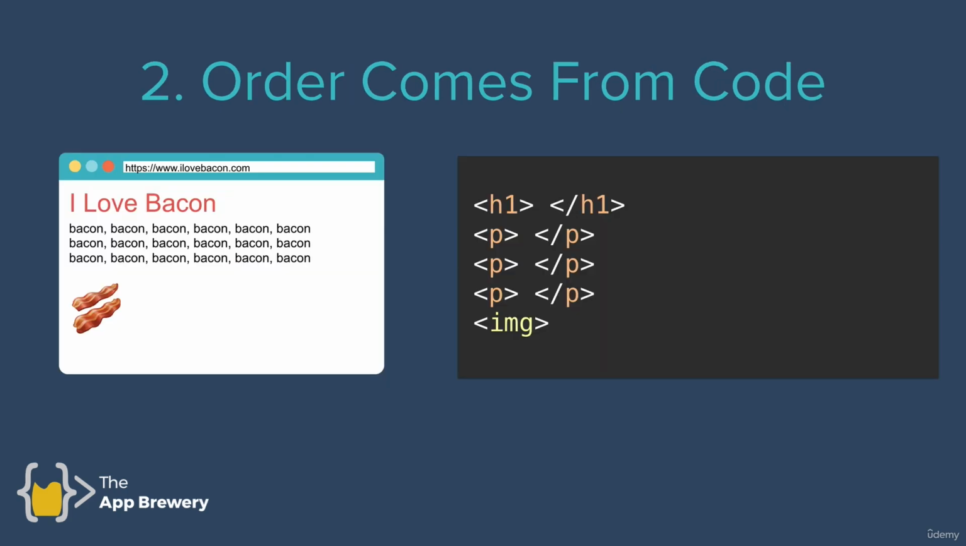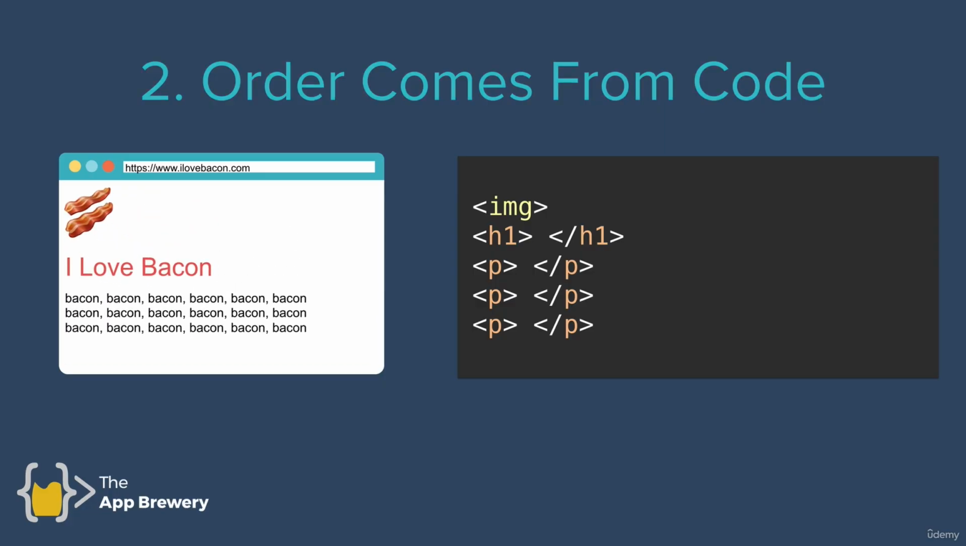The next thing to remember is that the order of your elements on screen comes from your HTML code. So in this case, we have an H1, three paragraphs, then an image. This is how we've written our code in our HTML file. And this is how it gets rendered in that order. Now, if we change the order and put the image at the top of our code file, then our website is going to display in a corresponding way. So the default layout order is determined by your code.